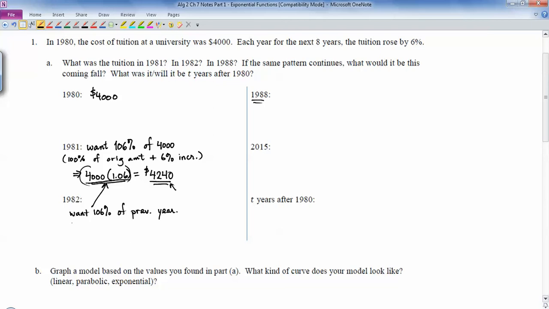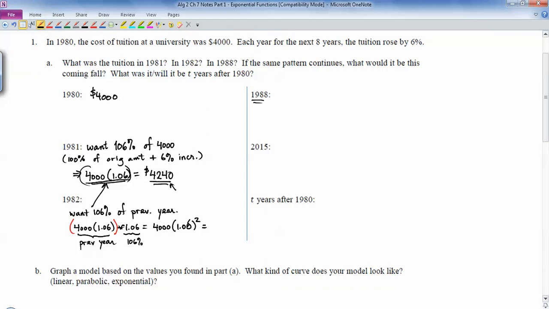So let me write that out. So we got 4,000 times 1.06. And then, so that's the previous year. And then I want to multiply that by another 1.06. So this part right here is the previous year. And then this is the new 106%. So I'm taking 106% of the previous year. Okay, well, another way of writing that is 4,000 times 1.06 squared, because there's two of them.